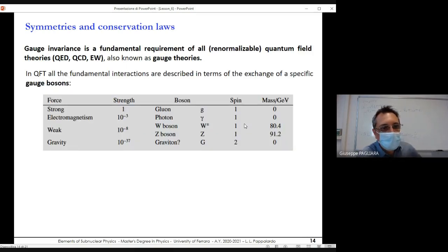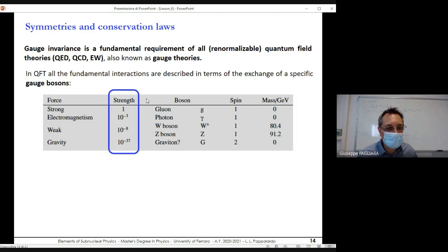So, in quantum field theory, all the fundamental interactions are described in terms of exchange of a specific gauge boson, as you know. So, for the strong interaction, we have the gluon, actually the gluons, which are spin-1 objects, so they are vector bosons, and zero mass. For the electromagnetism, we have the photon, again spin-1 and zero mass. For the weak, we have the W and the Z, again spin-1, but now they are very heavy, of the order of 100 GeV. And for gravity, which is not included in the standard model, we are supposed to have the graviton, which is not detected yet, just a hypothesis, which should be a tensor gauge boson, so it should come with spin 2 and zero mass.